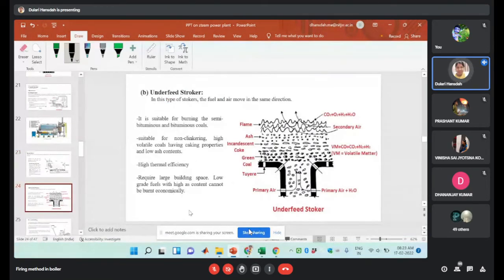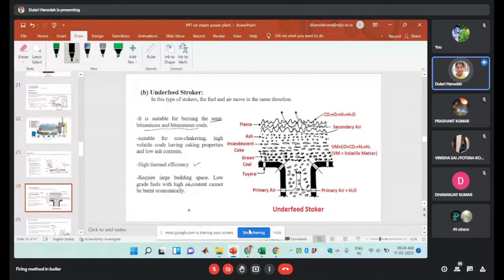Then we are having the underfeed stoker. In this case, the air and the fuel will move in the same direction. So that is your underfeed stoker. In this type of stoker, we can burn semi-bituminous and bituminous coal. These stokers are mainly suitable for non-clinkering and high volatile coals, having caking properties and low ash contents. In this type of stoker, we will get high thermal efficiency. It will require large building space, and low grade fuels with a high ash content cannot be burnt economically, as it is designed for low ash content.